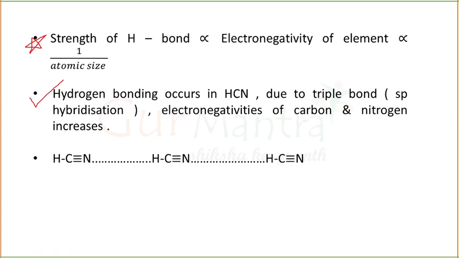Next, this point is very important. This point tells you about the strength of hydrogen bond. As the electronegativity of element increases, the strength of hydrogen bond between atoms or the molecule increases. That's why it is written here, strength of hydrogen bond is directly proportional to the electronegativity of element or is inversely proportional to the atomic size. Hydrogen bond can be shown by this method.